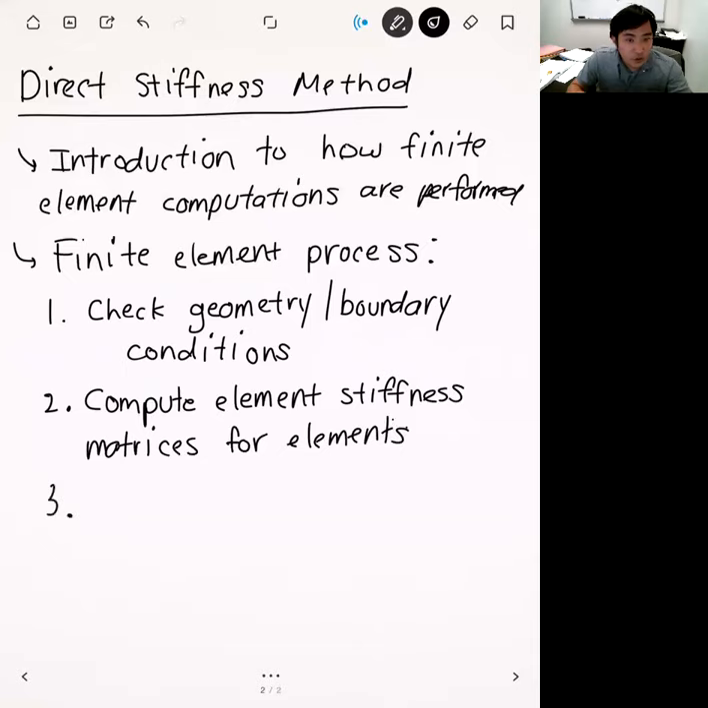All right, so number three: once we have the element stiffness matrices for all the elements, the next step is to assemble. What I mean by assembly is that we take all the element stiffness matrices and put them all into one big linear system. We call this the global linear system.